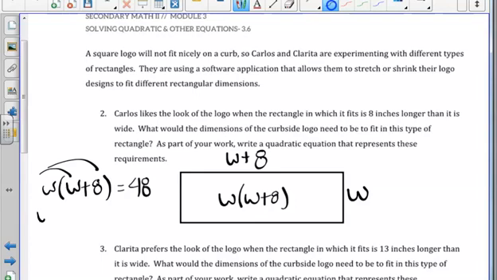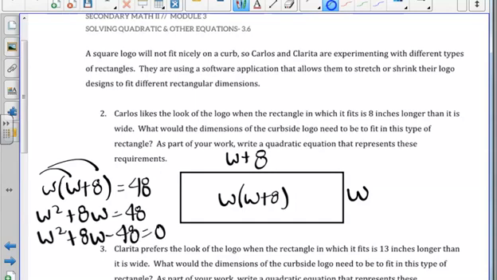We'll distribute the W and get W squared plus 8W equals 48. We can see that this is going to be quadratic because our variable is squared. If we subtract 48, we will get the equation W squared plus 8W minus 48 equals 0.